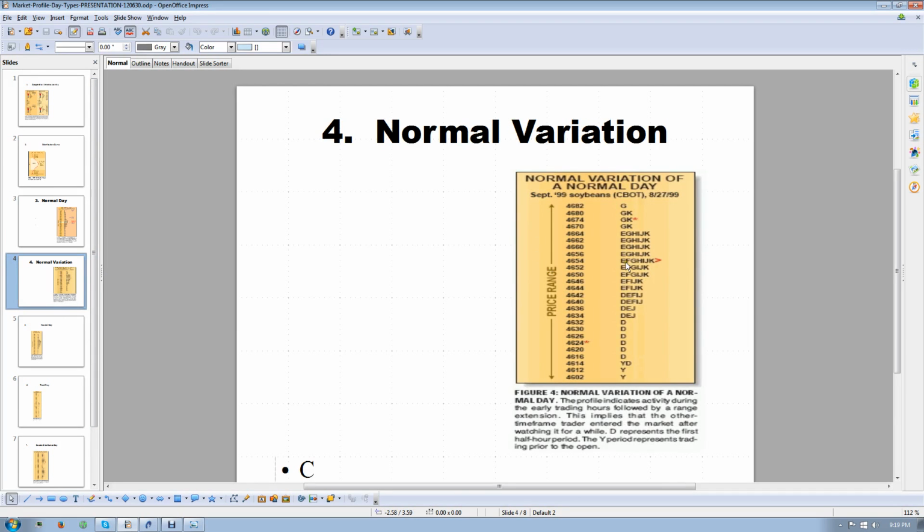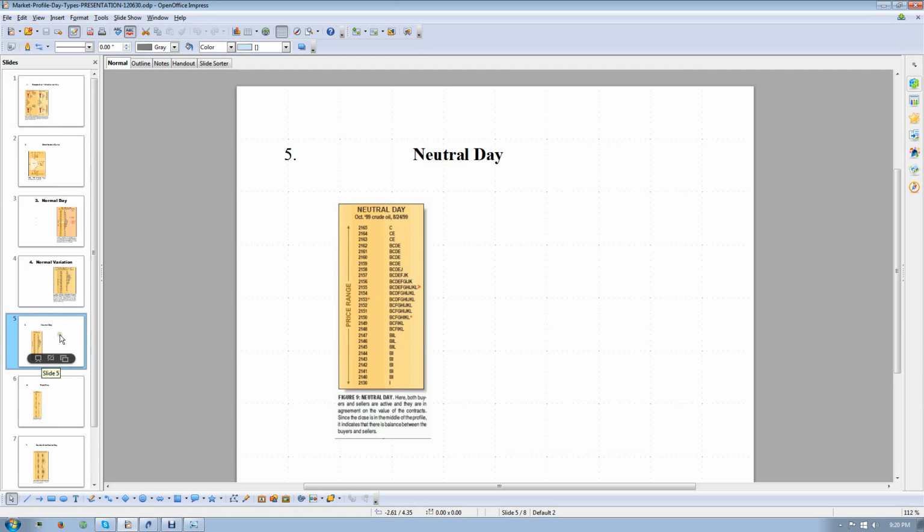And here's a normal day, same thing with a little bit of variation, meaning it tries to elongate a little bit. In the early trading hours, we stayed up here and we can see, after the initial balance, another time frame trader, a bigger boy, in D period tried to extend and move the market down a little bit, but it just went back into value. And you'll get a lot of these, just neutral days.